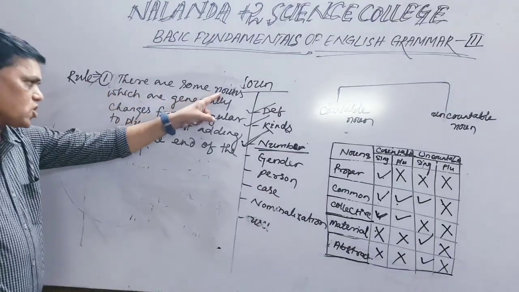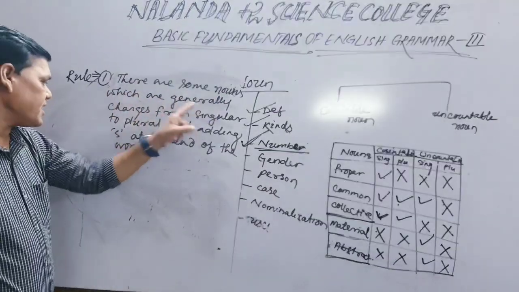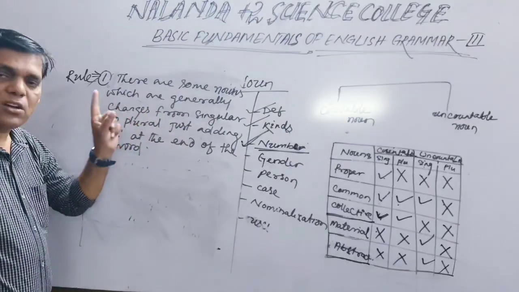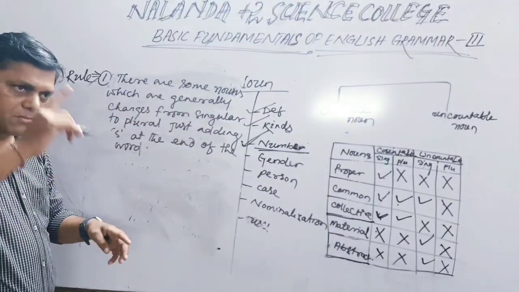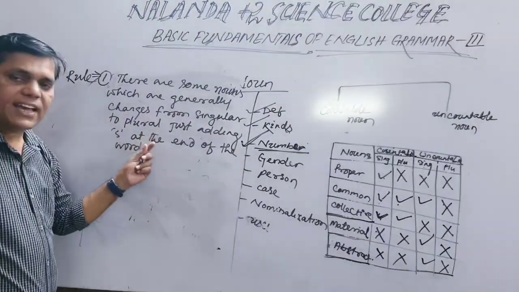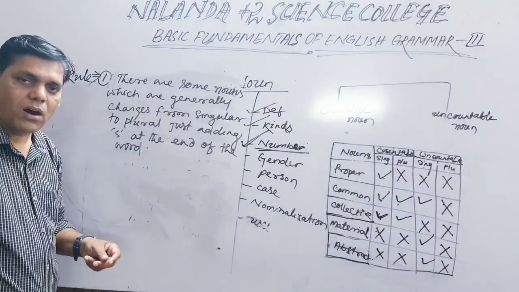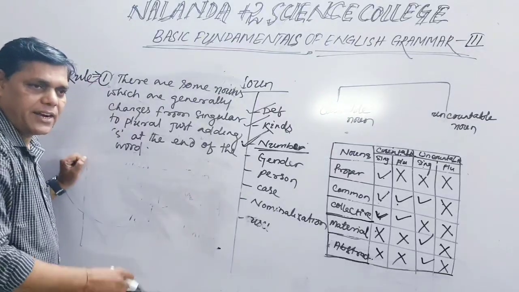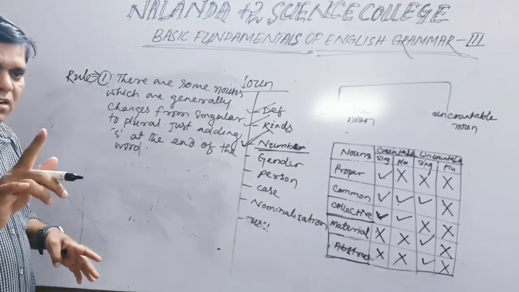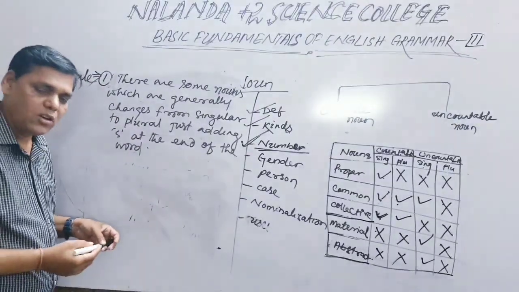There are some nouns which generally change from singular to plural. We can change the noun from singular to plural just by adding s at the end of the word. It is very simple and common in the changing process of noun from singular to plural.